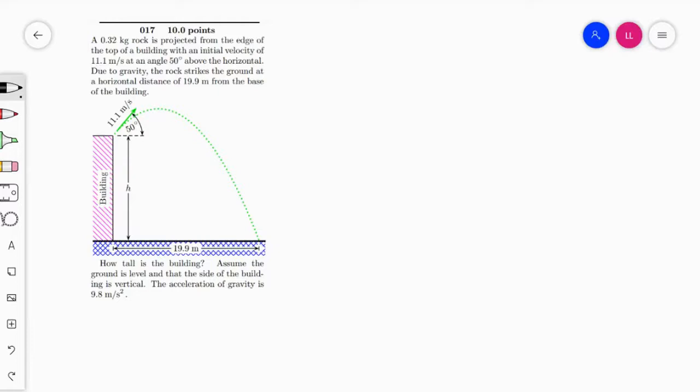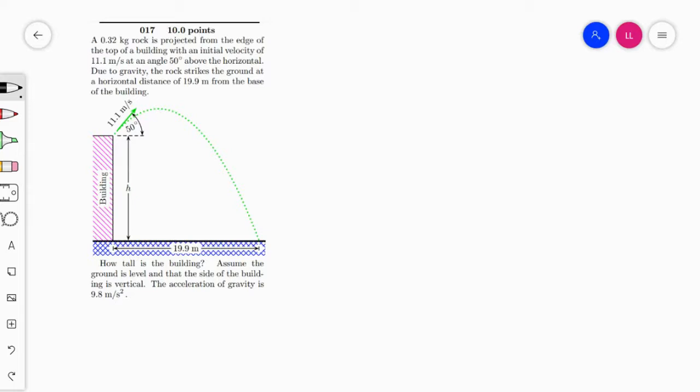Okay, so here's number 17 from that homework 1.2 about two-dimensional motion. So you got a 0.32 kilogram rock is projected from the top of the building with an initial velocity of 11.1 meters per second. Again, remember, all these numbers are based on my document. Your numbers are all going to be different.